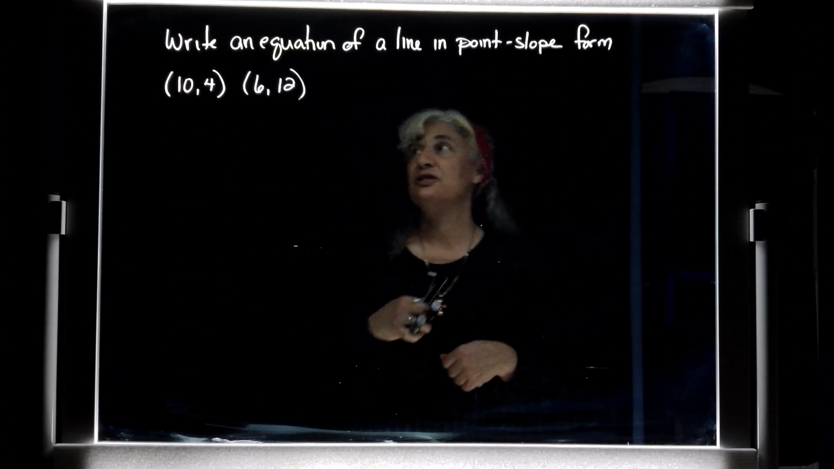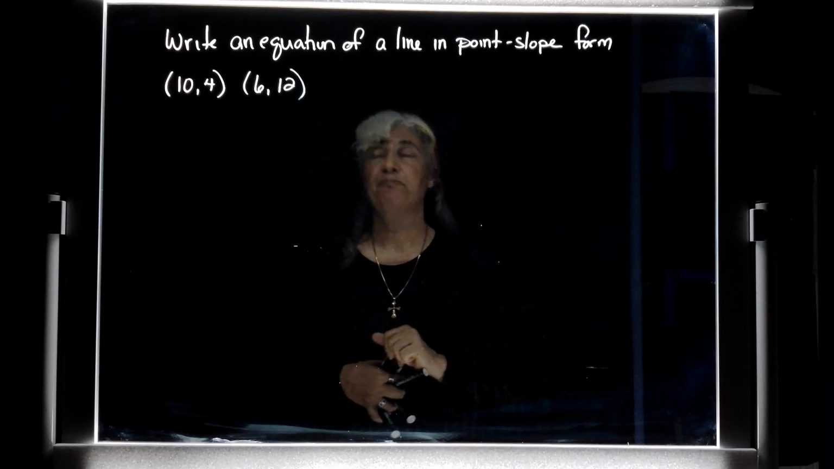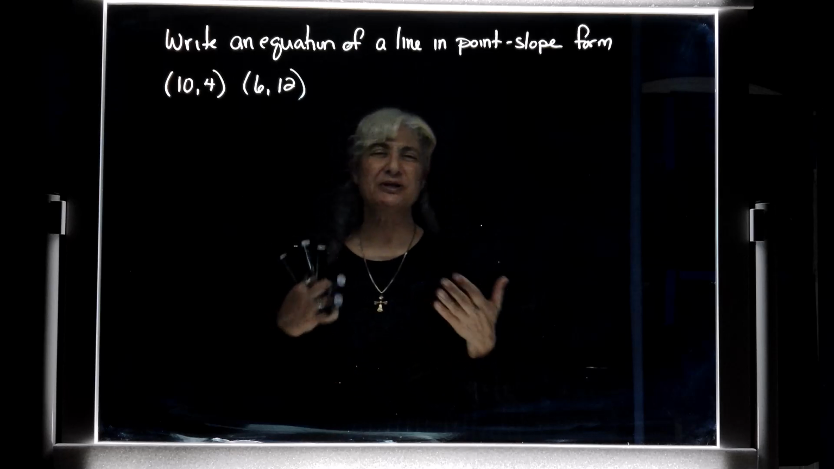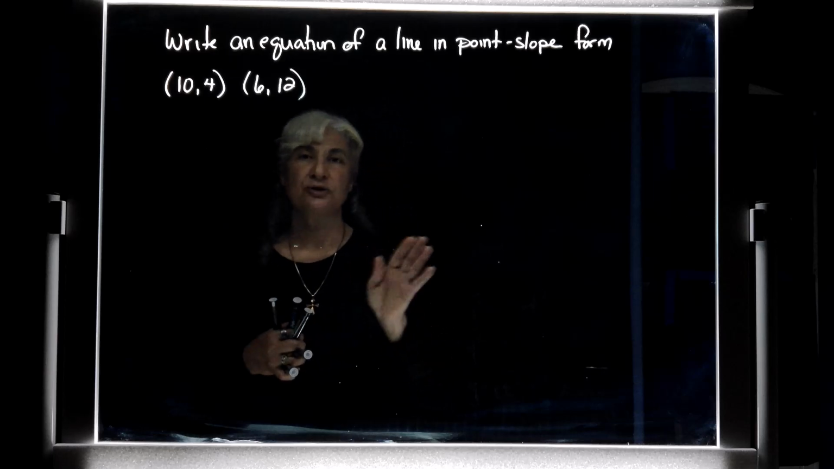Okay, so let's look at these directions. They want us to write an equation of a line in point-slope form. So they gave us a couple of points. And some of you may be going, what's that point-slope form again? Before we get there, let's look at the directions.